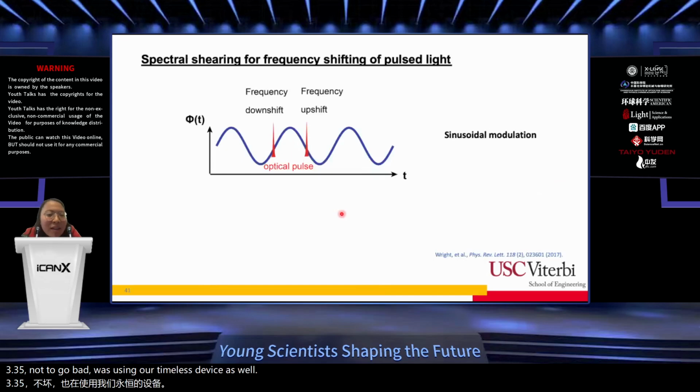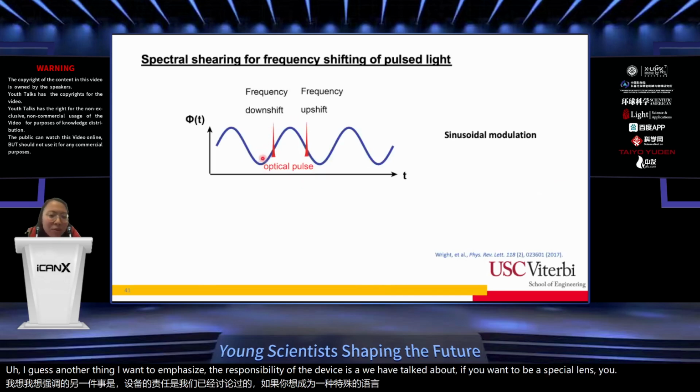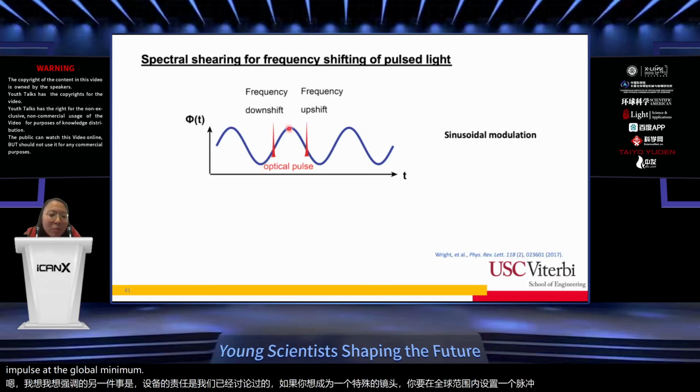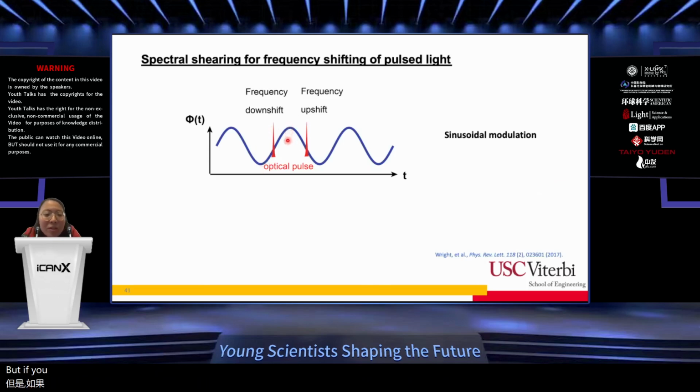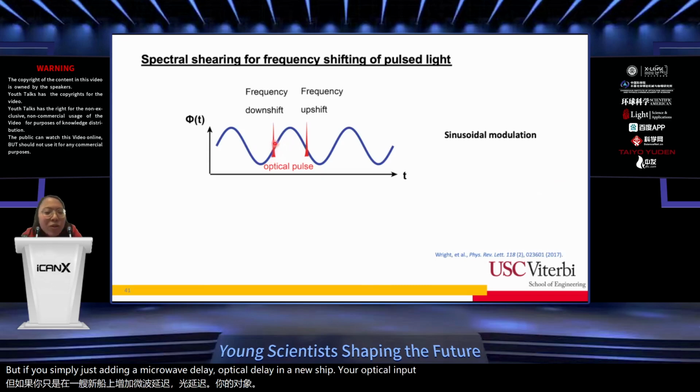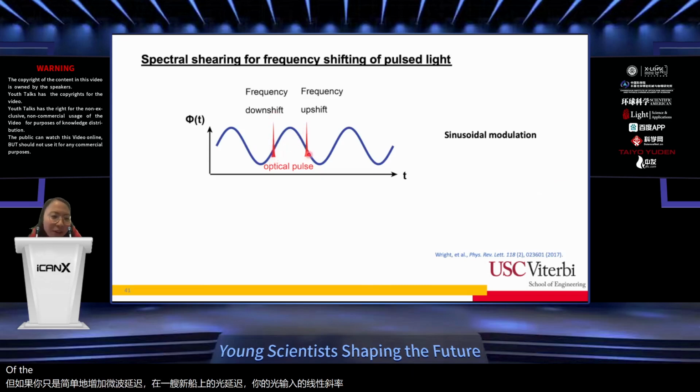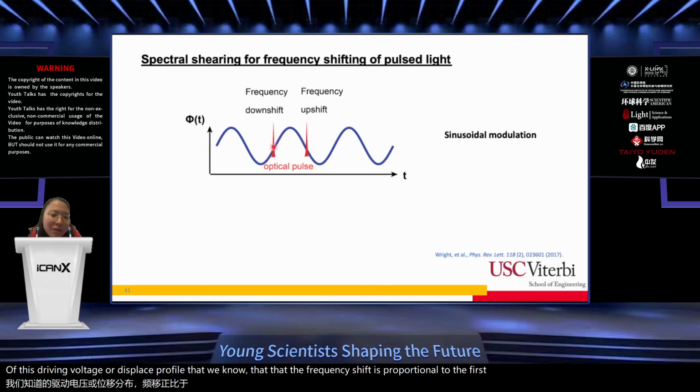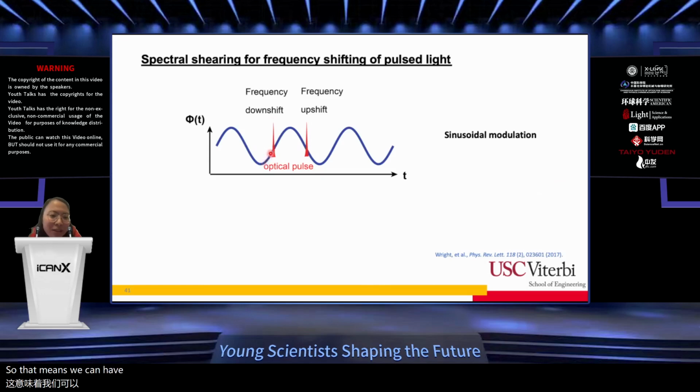Another thing I want to emphasize is the reconfigurability of the device. We have talked about how, if you want to build a temporal lens, you put your input pulse at the global minimum or global maximum. But if you simply add a microwave delay or optical delay, and then shift your optical input to the linear slope of this driving voltage or phase profile, we know that the frequency shift is proportional to the first derivative of phase with respect to time. So that means we can have a frequency downshift or upshift using the same device as well.